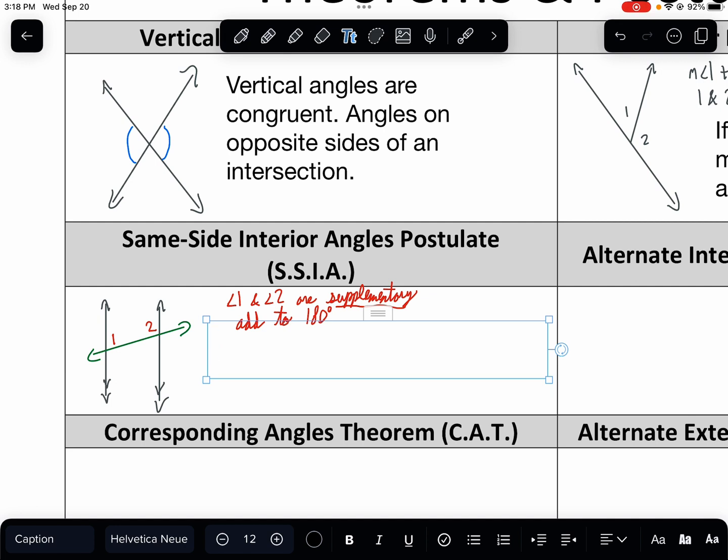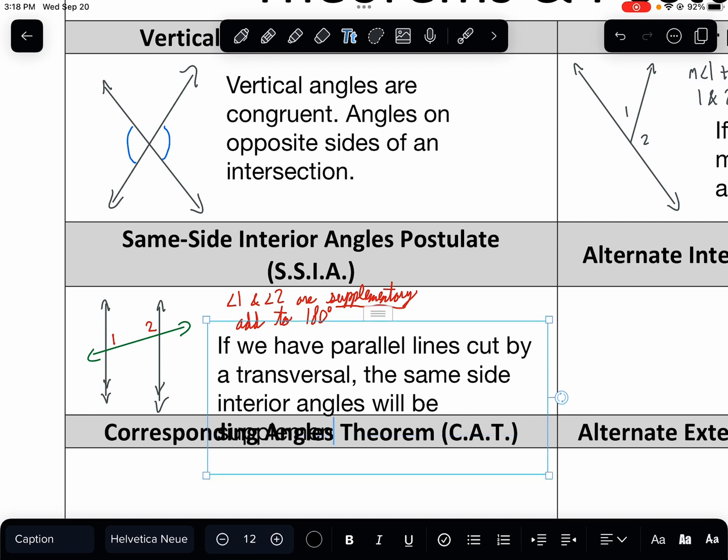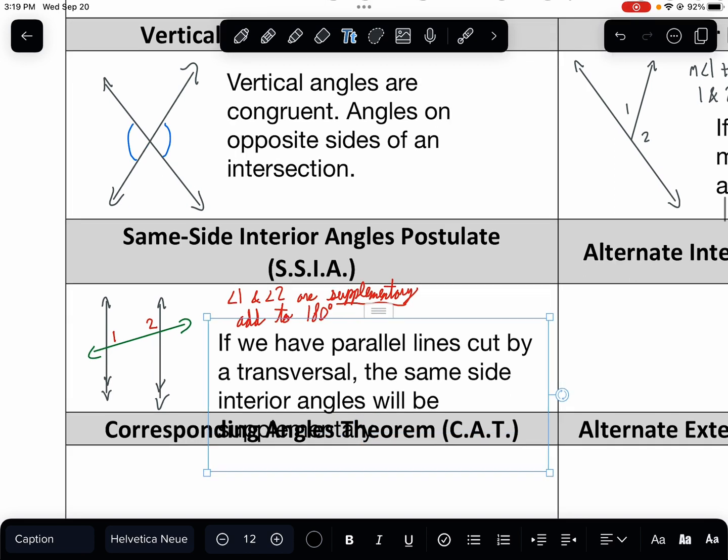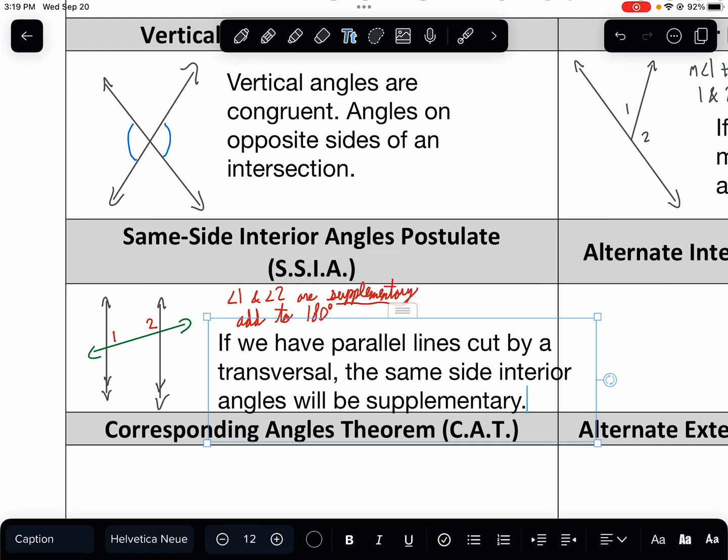So our postulate simply says this. If we have parallel lines cut by a transversal, the same side interior angles will be supplementary. Okay, that is our statement. Same side interior angles will be supplementary.